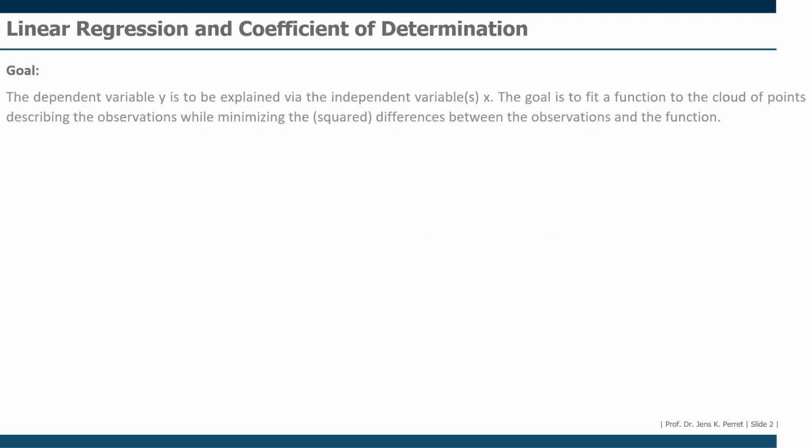The general idea behind a linear regression is that we take our data points, the dependent variable y and the independent variable or variables x, and we try to fit a function, in particular if it's about linear regression, a linear function to this so-called cloud of points, so the set of data points we have here. We want to fit this function in a way that the distance, the differences, are as small as possible. So the line should be the best fit for the available data.